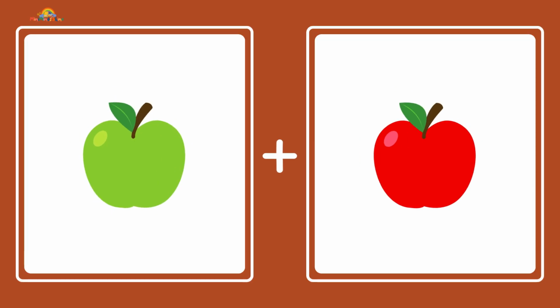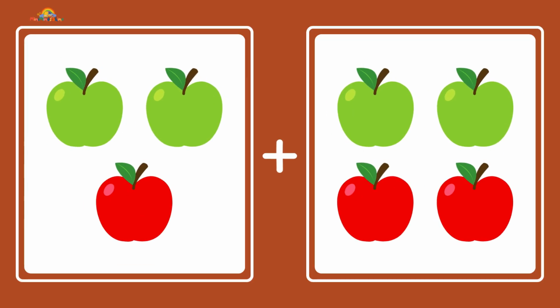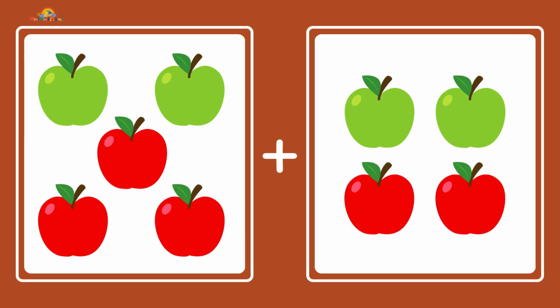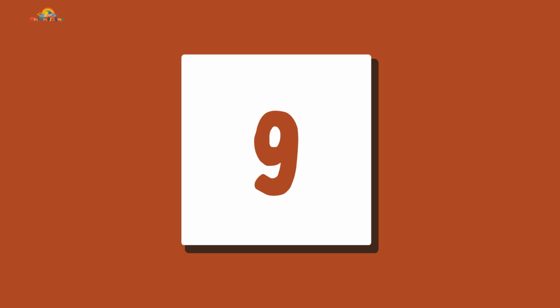1 apple plus 1 apple. The answer is 2 apples. 3 apples plus 4 apples. The answer is 7 apples. 3 apples plus 3 apples. The answer is 6 apples. 5 apples plus 4 apples. The answer is 9 apples.